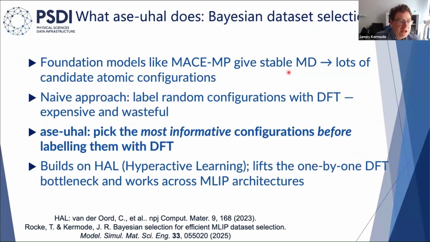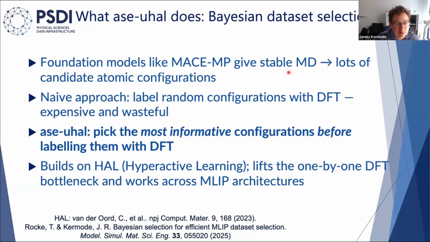So in a little bit more detail, what does the ase-uhal tool that we've developed do? It uses Bayesian approaches to select good choices of data sets to improve models. And this is important, as I said earlier on, because if you start with a foundation model, it's already great that it gives you stable dynamics. That's a good way of generating candidate configurations. So that's an easy way of getting lots of unlabeled structures that you could, in principle, use to update models.